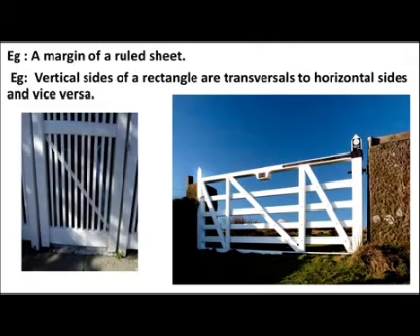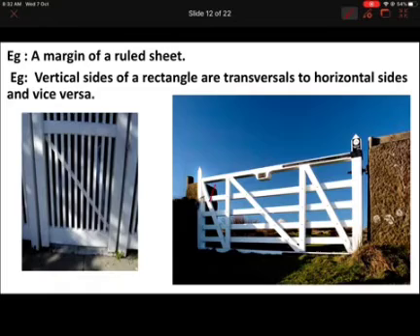There is a gate here, or a picket gate also it's called. Horizontal lines, and you can see many transversals. All these are transversals. This is one transversal, this is one, this is one, this is one. So like I said, any number of transversals can be drawn.